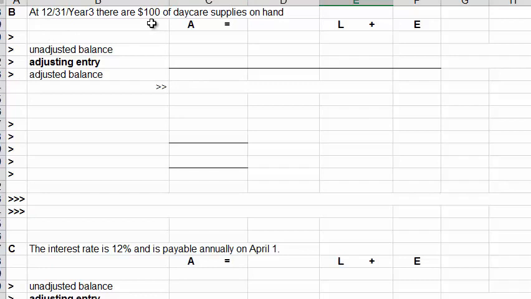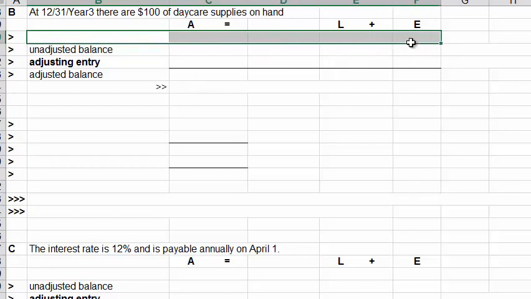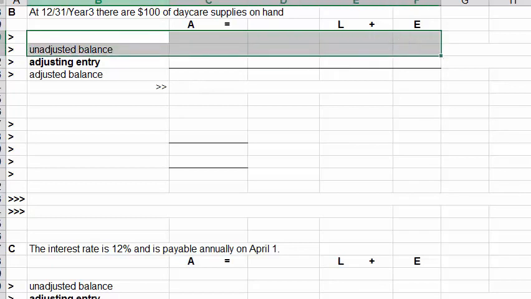So there's $100 of daycare supplies, again, pudding, Pampers, whatever it happens to be, sitting on the shelf in the closet. We want to look and see, okay, what's our unadjusted balance in the daycare supplies account, and what's the adjusting entry that we need? We'll take a look at what we have recorded so far with respect to daycare supplies.